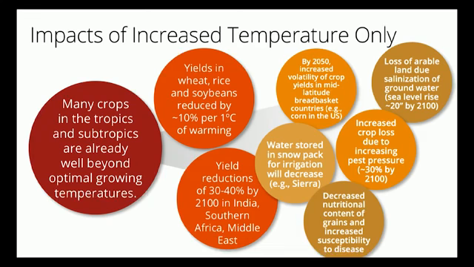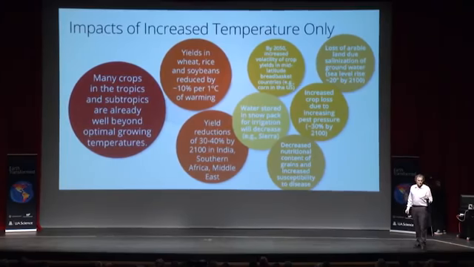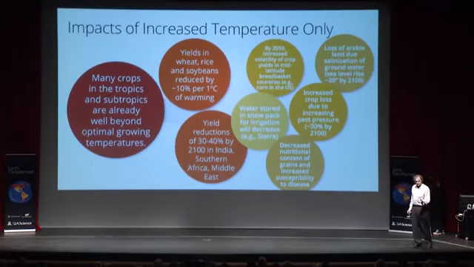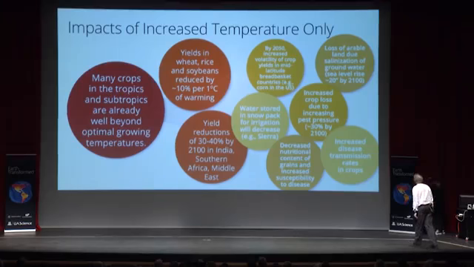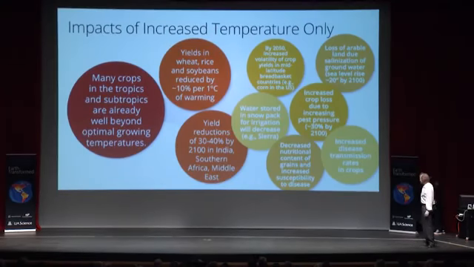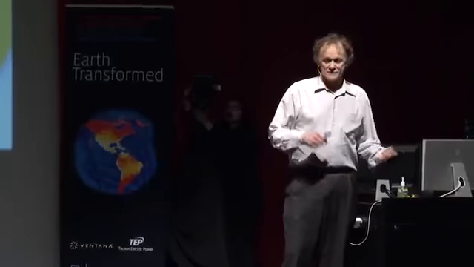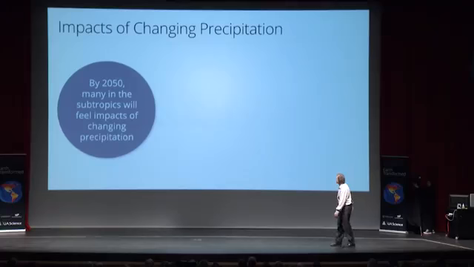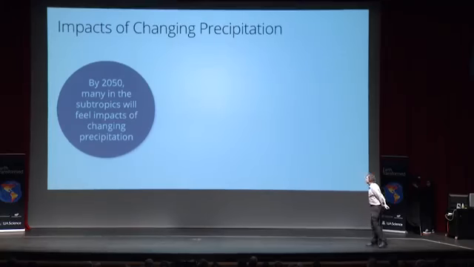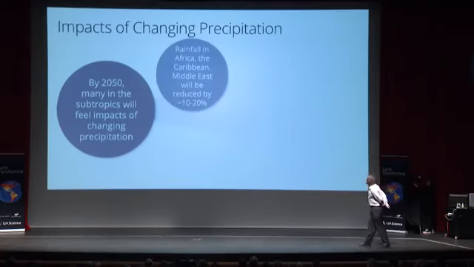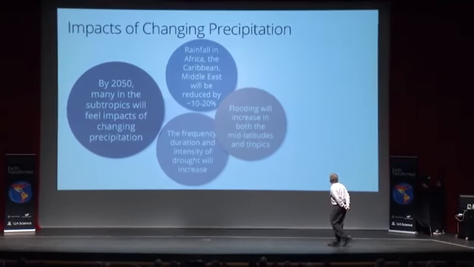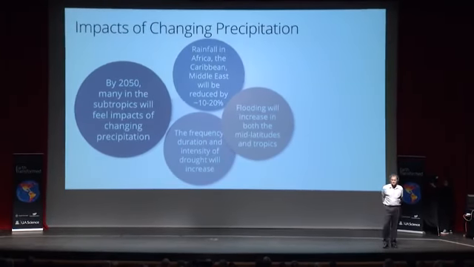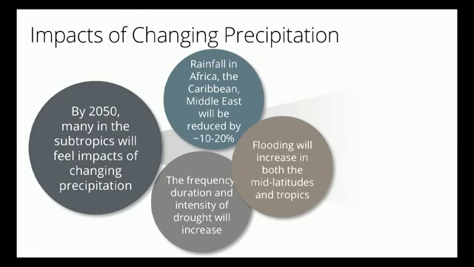But it's also true that when the protein content of the grain goes down, then the grain is more susceptible to disease. Now, increased disease transmission rates. Bacteria, viruses do well under high temperatures, right? So the transmission rate of diseases that affect these plants will increase. Okay, impacts of changing precipitation. By 2050, many in the subtropics will feel impacts of changing precipitation. We talked about rainfall in Africa, the Caribbean, Central America, the Middle East will be reduced by 10 to 20%. The frequency and duration and intensity of drought will increase. Flooding will increase in both the mid-latitudes and the tropics.